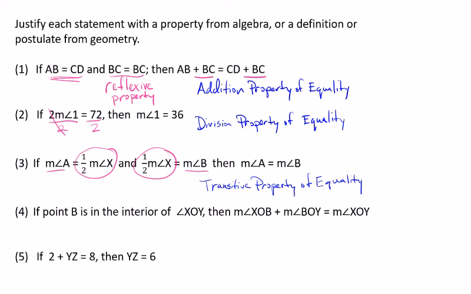Number 4, if point B is in the interior of angle XOY, then the measure of angle XOB plus the measure of angle BOY is equal to the measure of angle XOY. So do you remember that one? That one, we didn't talk about it in this video yet, but that one is the angle addition postulate, right?